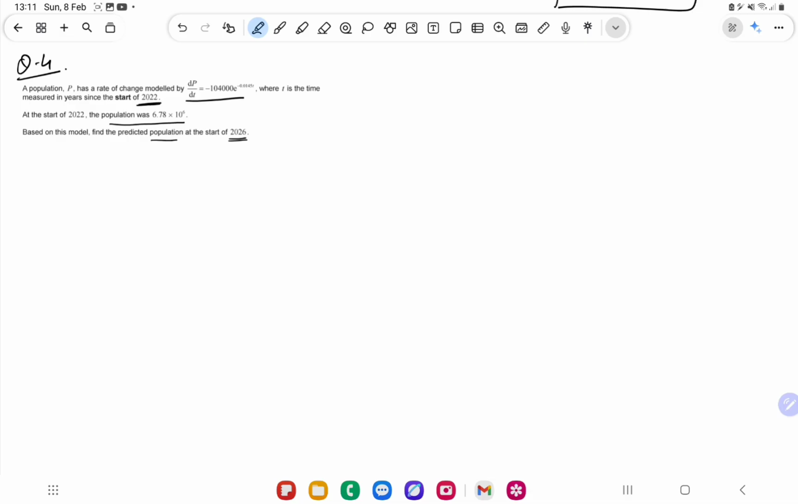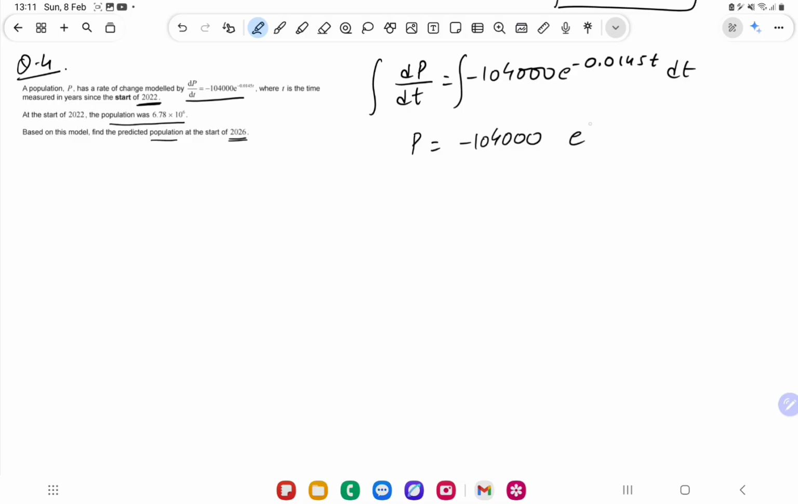Now, since they are talking about the population, but we are given dP by dt as this, 0.0145 t. Since this is the rate of change, we have to integrate both sides with respect to t, and we have to first find out the P value. So I can take this as common, and the integration of e to the power x is e to the power x only. So I will use this, and since it has f dash x in the numerator, the derivative of the power will be 0.0145, and there will be a c because it is an indefinite integral.